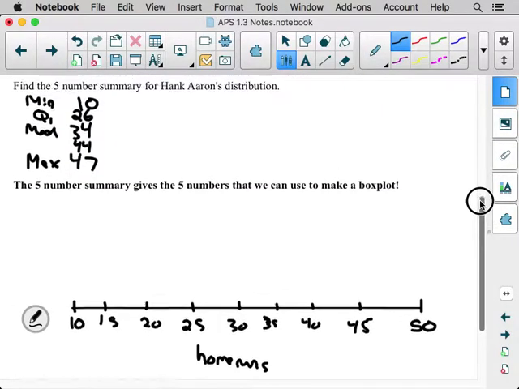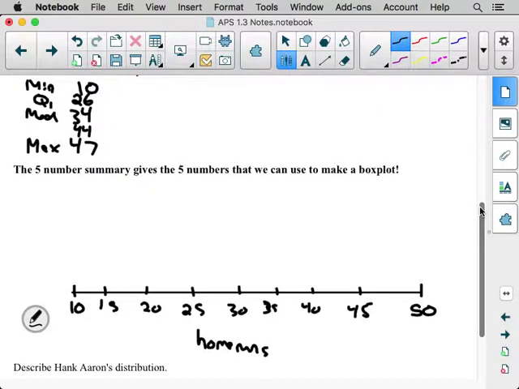Now let's go through and put in all of our numbers. So the min and the max are just dots, okay? So here, the minimum is a dot, and the maximum is going to be a dot, okay? The other three are going to be vertical bars, all right? So 26 is going to be a vertical bar, 34 is going to be a vertical bar, and 44 is going to be a vertical bar.